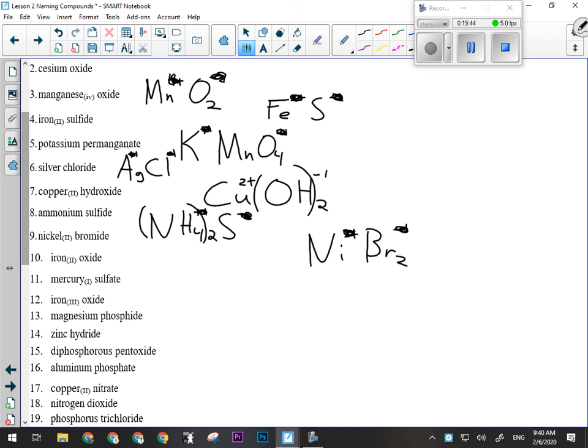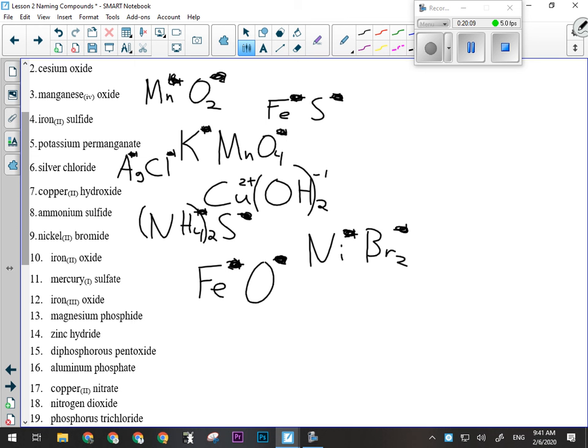And then number 10, we've got iron(II) oxide. That's an ionic compound because iron's a metal. The Roman numeral tells me it's a 2+ charge. Oxygen is always a -2 charge. So does that compound already work out that way? That's the way it looks.